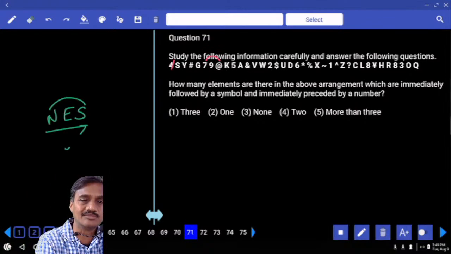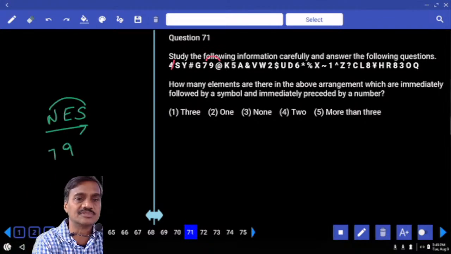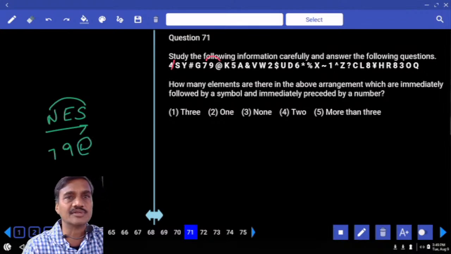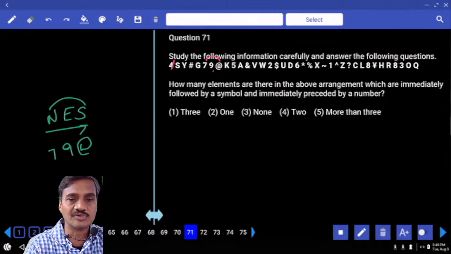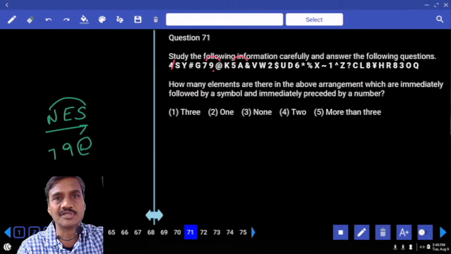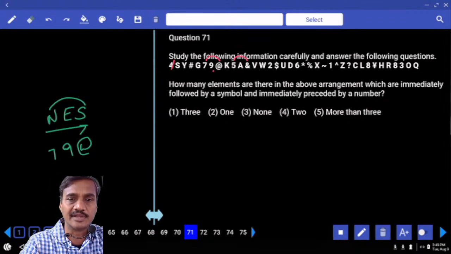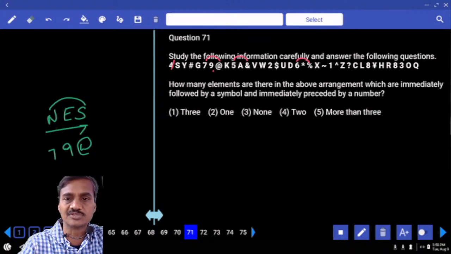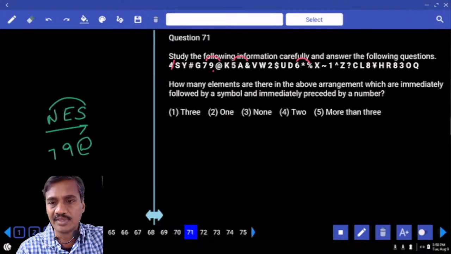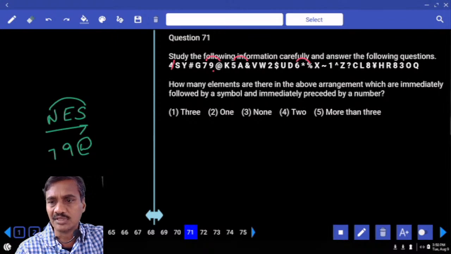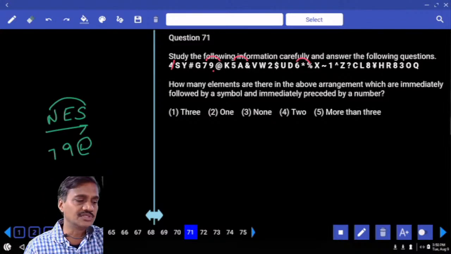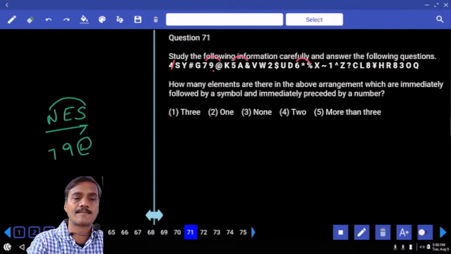Now 9 is an element which is preceded by number 7 and immediately followed by the symbol at the rate. Hence in the alternate places we need to have a number and a symbol. And next one, this number is not followed by a symbol. Then a number and a symbol, and 6 and a percentage. Number and a symbol. Next one, number, and in the alternate places we need to have a symbol, and that's it. So how many do we have? 1, 2, 3. And 3 is choice 1, question number 71.